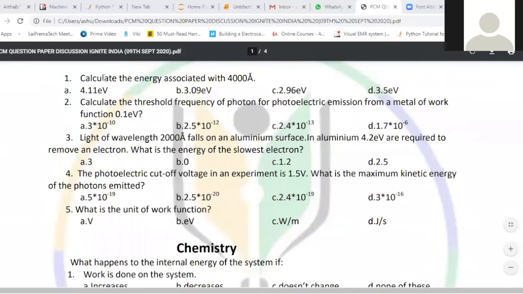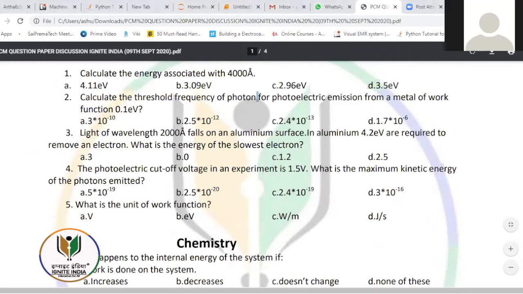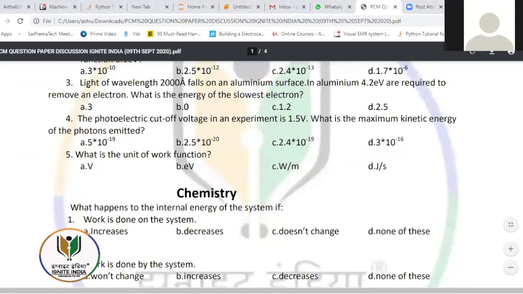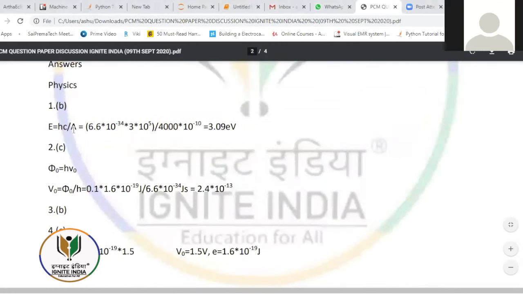See, the first question for physics is calculate the energy associated with 4000 angstrom. Okay, 4000 angstrom means what? Angstrom is a unit of wavelength. For that, you will use E is equal to hc by lambda, where lambda is the wavelength, h is Planck's constant, c is the speed of light.